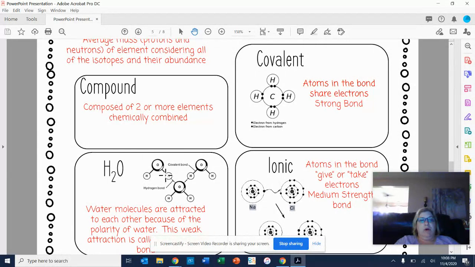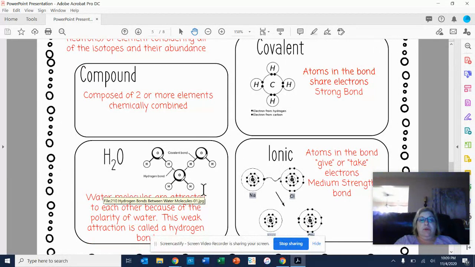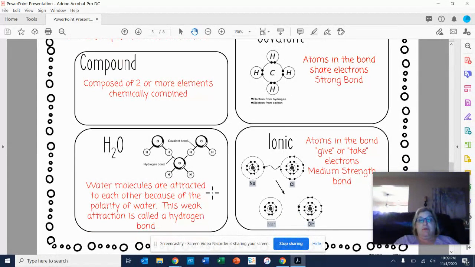So the water molecules kind of stick to each other, and that's what gives water all of its special properties, including the fact that it expands as it freezes. So ice actually has a larger volume than liquid water, and that's because it has this polar bond, also known as a hydrogen bond. And then the third type, this is an ionic bond, and this is when one atom actually gives up an electron and another atom takes the electron.